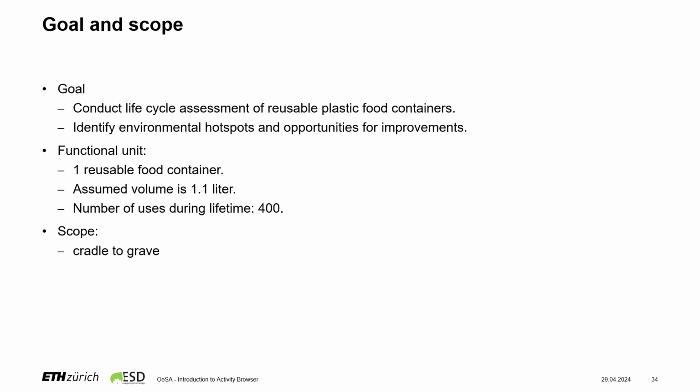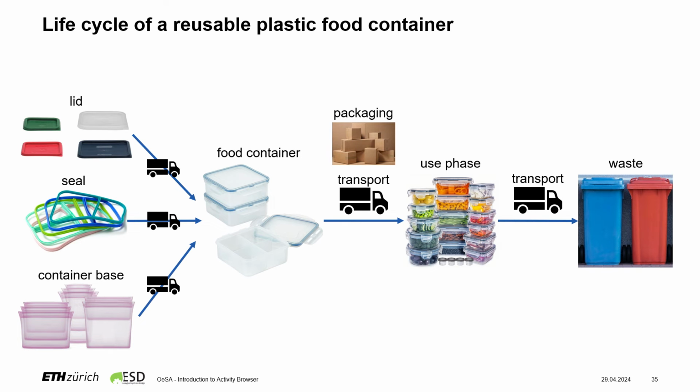And the overall supply chain looks like this, where you have three different components in your food container: the lid, the silicone seal, and the container base. These are transported to manufacture the food container itself, which is then packaged and transported to the user, and afterwards to a waste incineration facility. But in this case study, at the moment, we will exclude the use phase. This is something that you will do afterwards on your own. For now, we will exclude it.